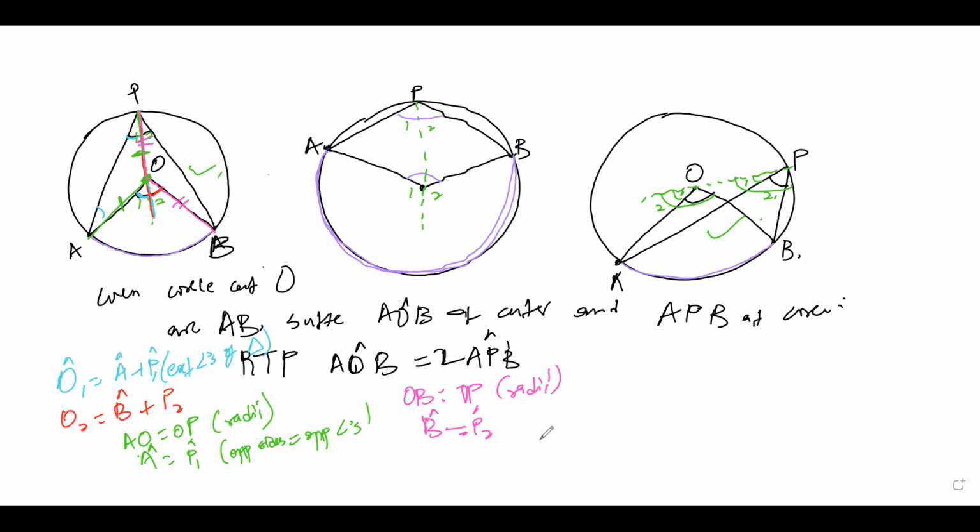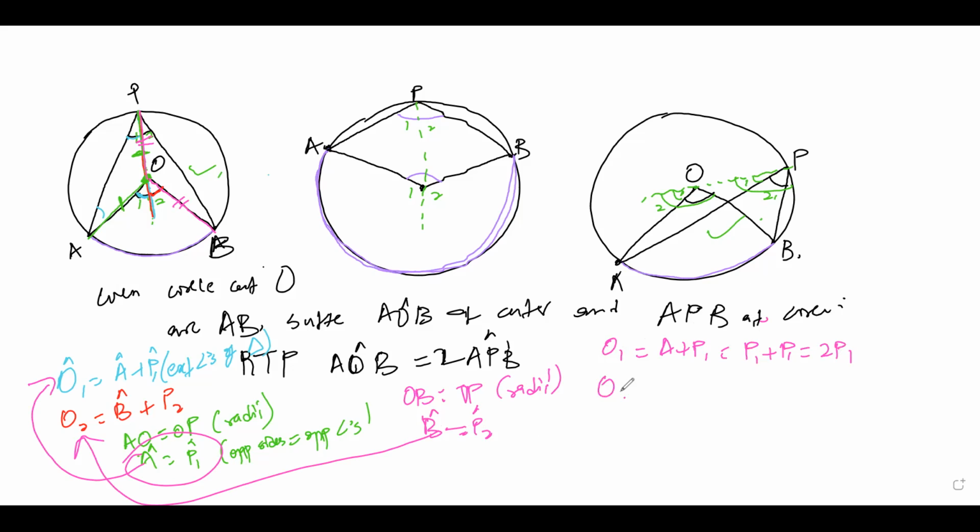Okay, we take this information and plug it back into those equations we first got. We said O1 is A plus P1, but A is what? A is P1. We did that. That means now we have P1 and P1, so O1 is 2P1. Also, O2 we said is B plus P2, but we said B is P2. So this is P2 plus P2. That gives you 2P2.